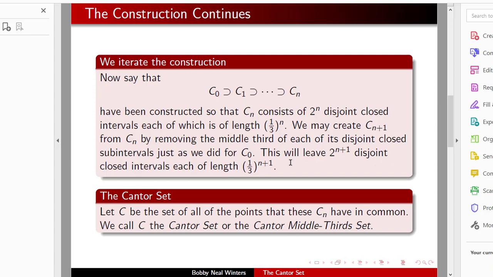And so say we've constructed some intervals by a process so that Cn consists of 2 to the nth disjoint closed intervals, each of which is of length 1/3 to the nth power. We may create now Cn plus 1 from Cn by removing the middle third of each of its disjoint closed subintervals, just as we did for C0. This will leave 2 to the n plus 1 disjoint closed intervals, each of which is of length 1/3 to the n plus 1 power. Okay. So let C be the set of all the points that these Cn have in common. We will call C the Cantor set, or the Cantor middle third set.